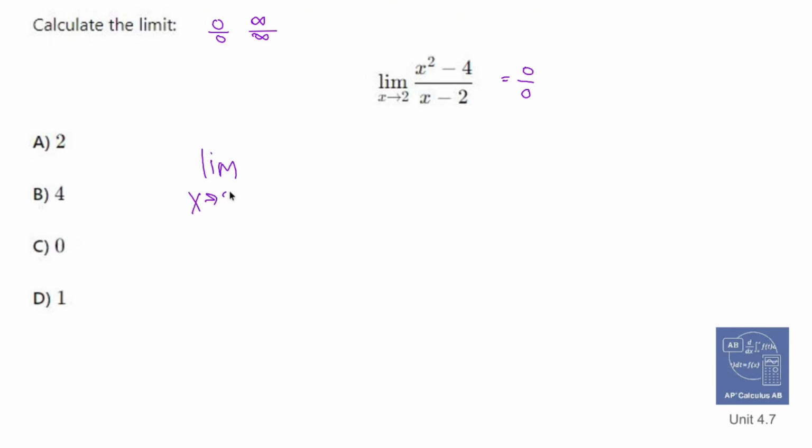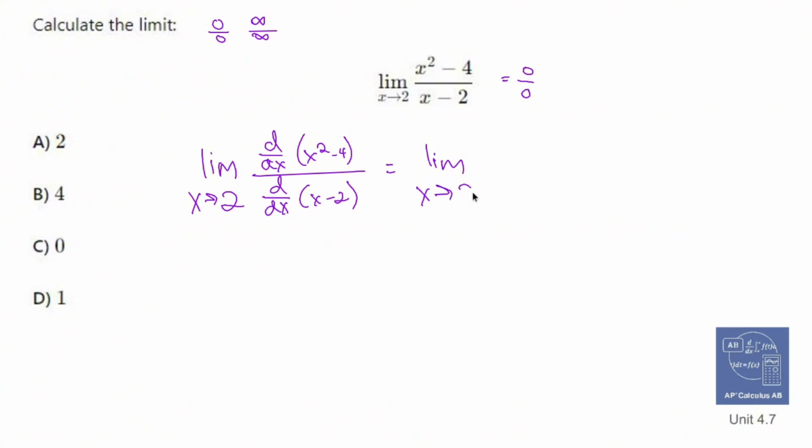So the limit as x approaches 2, let's take the derivative of the top, d/dx of x squared minus 4, and the derivative of the bottom, d/dx of x minus 2, and then repeat the process. Okay, so the limit as x approaches 2, the derivative of x squared minus 4 is 2x, and the derivative of x minus 2 is just 1. So now I can plug in 2, and I get 2 times 2 over 1, which is 4 over 1, which is 4.